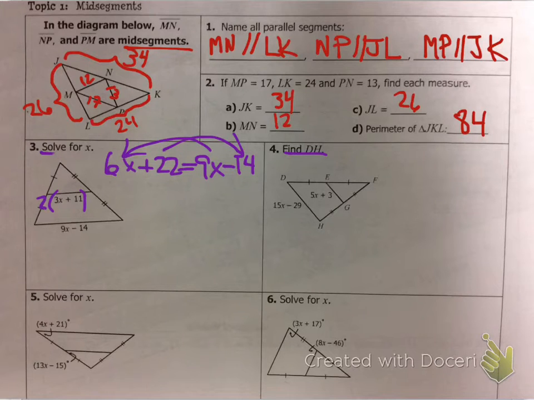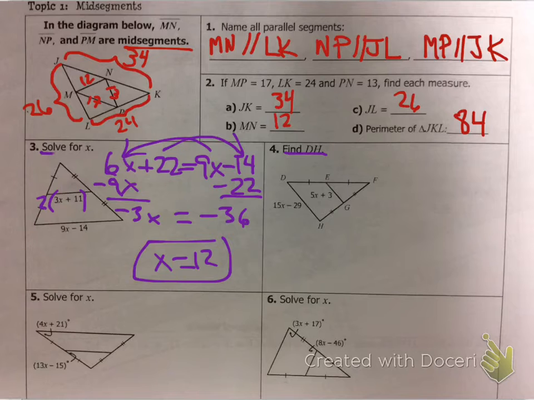All right, anyways, minus 6 minus 9x here gives me negative 3x. Minus 22 gives me negative 36. So divide, and you got x equals 12. Okay, and that one just asks for x. Now on this one here, on number 4, notice this one says find DH. So yes, you're still going to find x. So 10x plus 6 is equal to 15x minus 29.